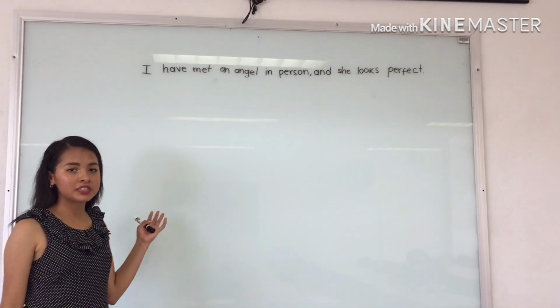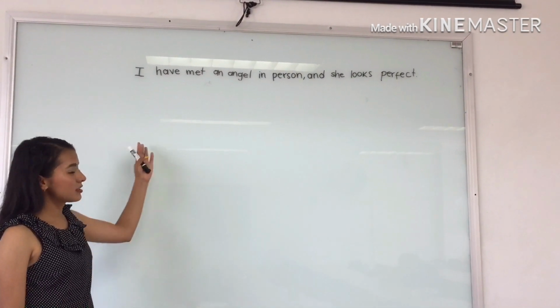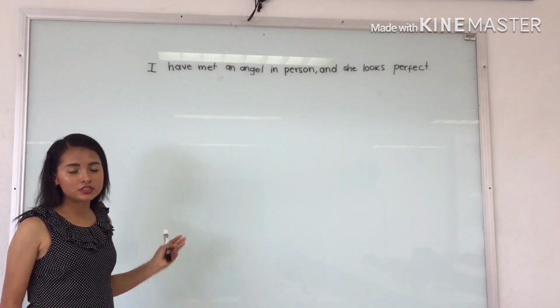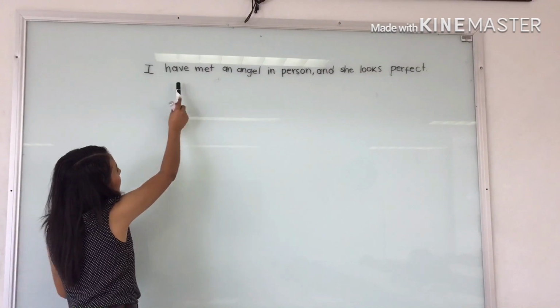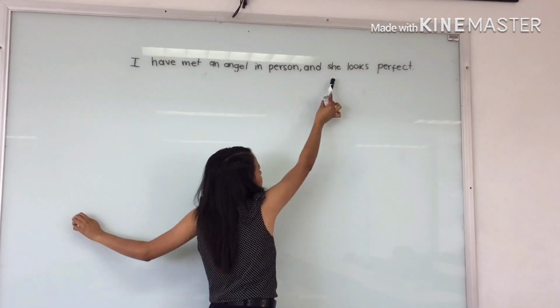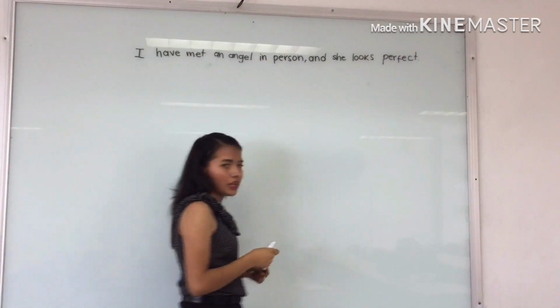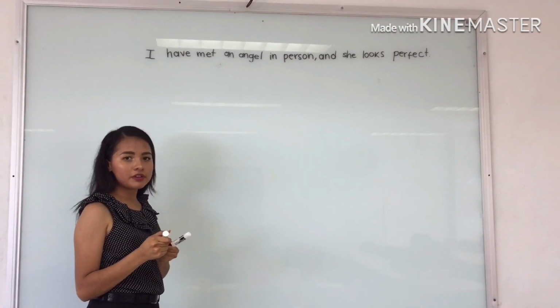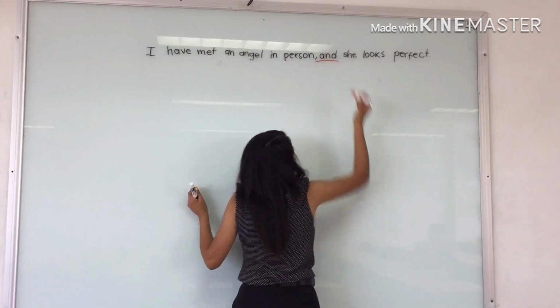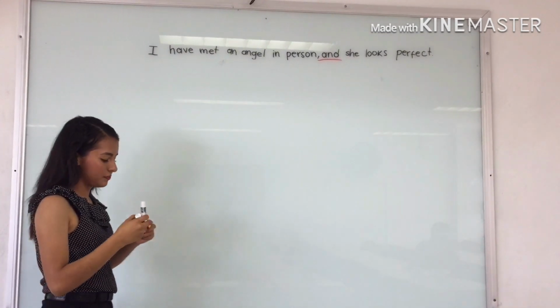Here we have our first example. This sentence is a part of the song Perfect by Ed Sheeran. So it says, "I have met an angel in person and she looks perfect." As you can see, here we have a compound sentence because we have the coordinating conjunction and.